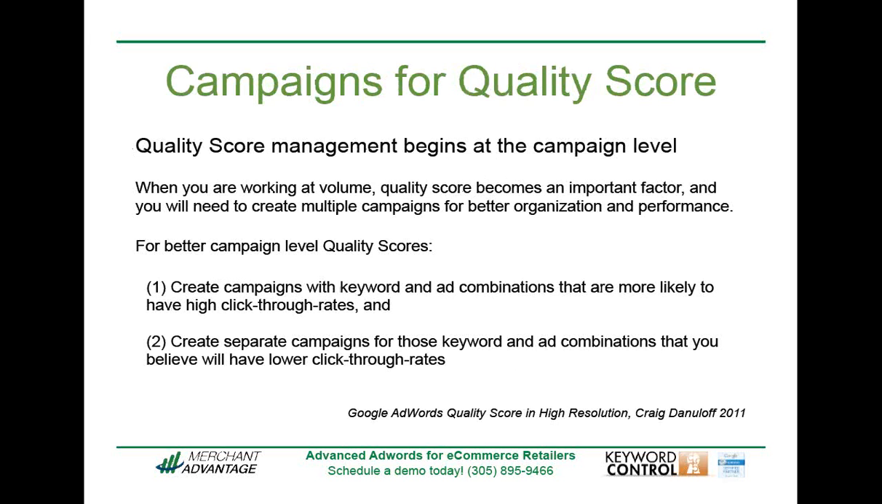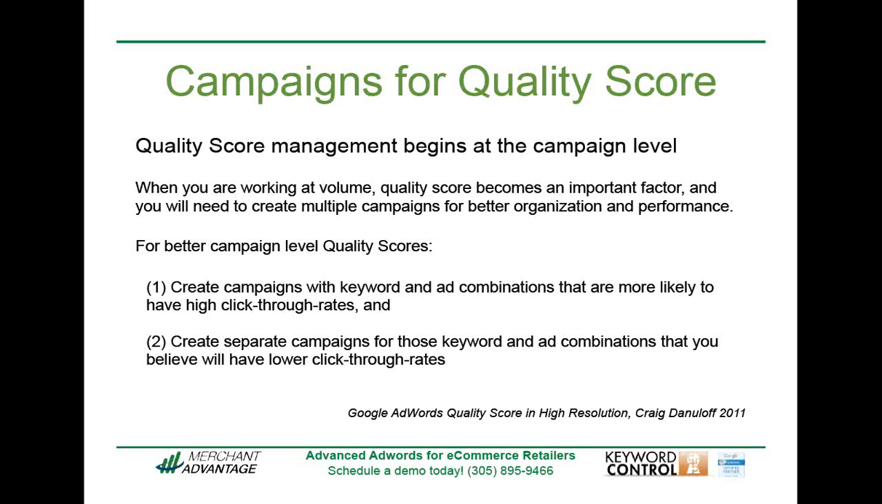With this complexity, we want to start at the very top. We want to start at the campaigns, and we want to optimize them for quality score. We're working at such high volumes that we really want to have a great organizational structure that helps us get the benefit of a good quality score by Google rewarding us with higher positions, lower cost per click.